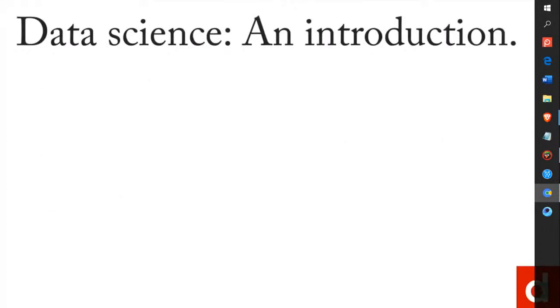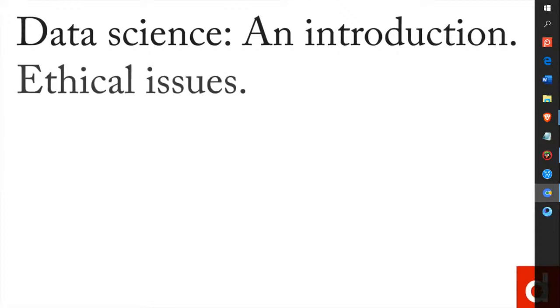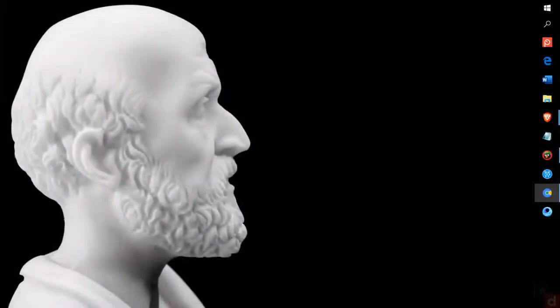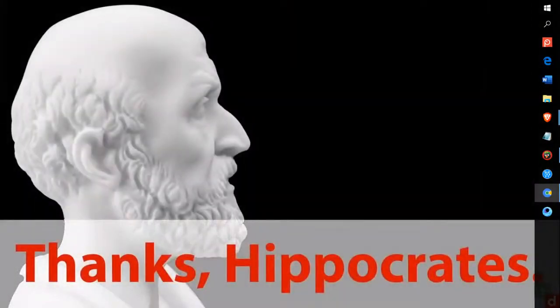Data science has a lot of really wonderful things about it, but it is important to consider some ethical issues. And I'll specifically call this do no harm in your data science projects. And for that, we can say thanks to Hippocrates, the guy who gave us the Hippocratic Oath of do no harm. Let's specifically talk about some of the important ethical issues very briefly that come up in data science.